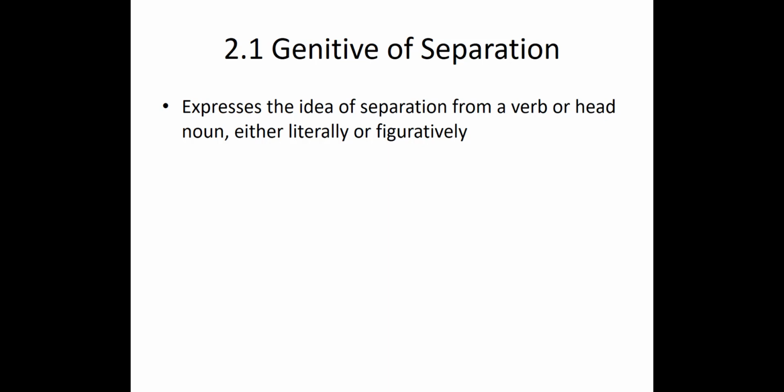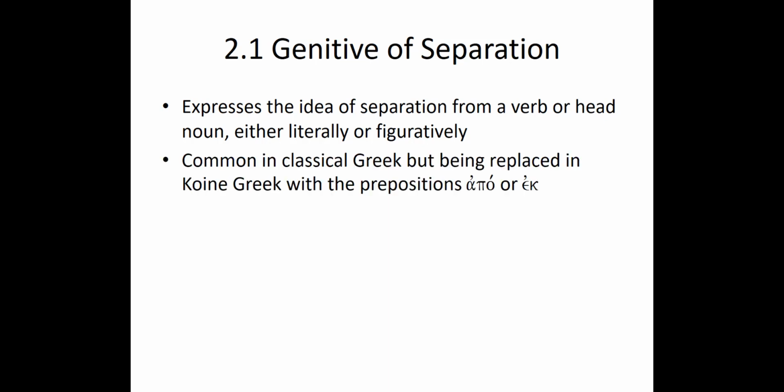The genitive of separation expresses the idea of separation from a verb or from a head noun, and this separation could be literal separation. It might simply be figurative. This is not extremely common in Koine Greek, but I do think it's important enough that it deserves to be mentioned. What was happening in classical Greek, you would do more things like this where you simply use the case by itself to express some nuance.